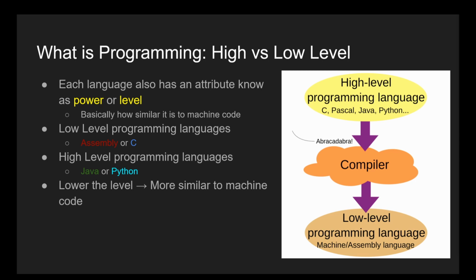Low-level programming languages, such as assembly or C, are closer to binary than a high-level programming language, such as Java or Python. The basic idea is that the lower the level of your programming language, the more your code will resemble what the machine can interpret as instructions.